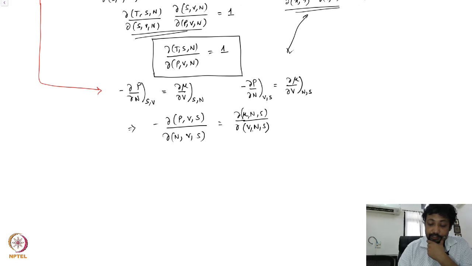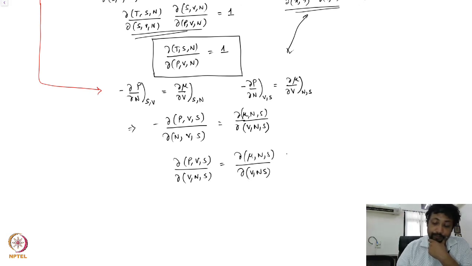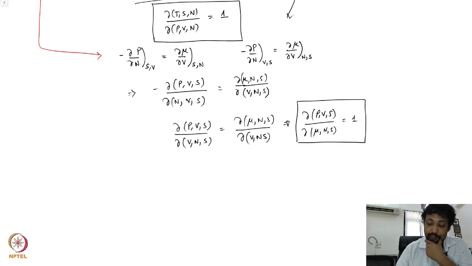Again, you see that if I interchange N and V, I will absorb the minus sign here and I can write this as del of P,V,S, del of V,N,S is equal to del of mu,N,S, del of V,N,S. This implies, using the same argument that I have used before, del of mu,N,S must be equal to 1. This is my second Maxwell's relation.